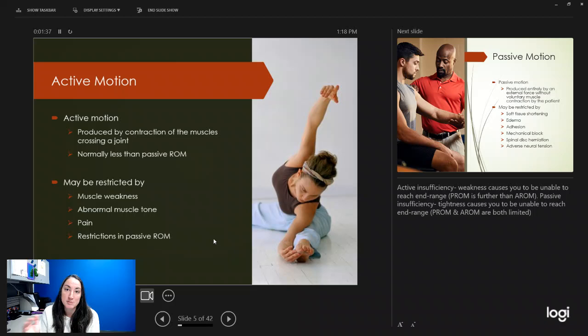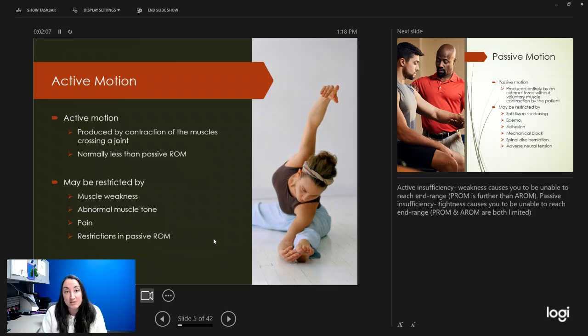Something that I want to explain to make sure you understand clearly is active versus passive insufficiency. Active insufficiency is when you have weakness and that's limiting your ability to move through active range of motion. So passively you have full range. Actively you're not able to reach the end range because of weakness. So in that case, the passive range of motion is more than the active range of motion, and weakness is the cause of the limitation.